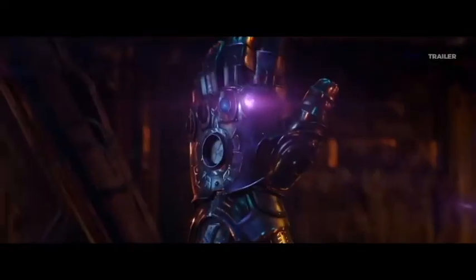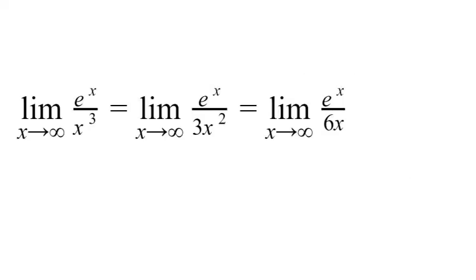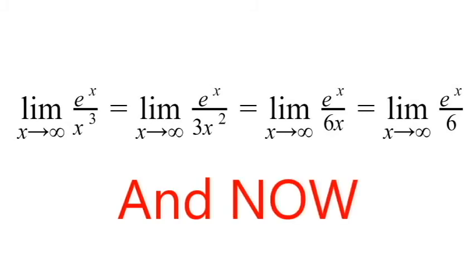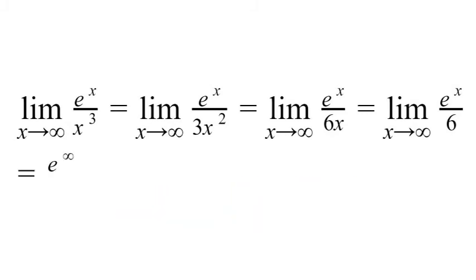The end is near. Infinity over infinity? L'Hopital's. You take the derivative of that, and it equals e to the x over 6. And now, you can take the limit. E to the infinity over 6, blah blah blah.